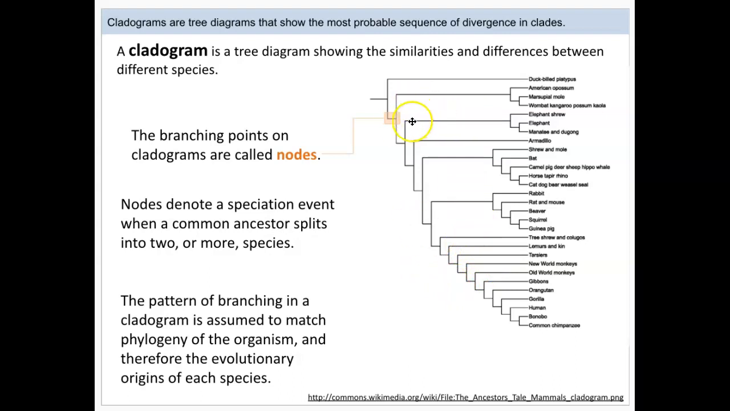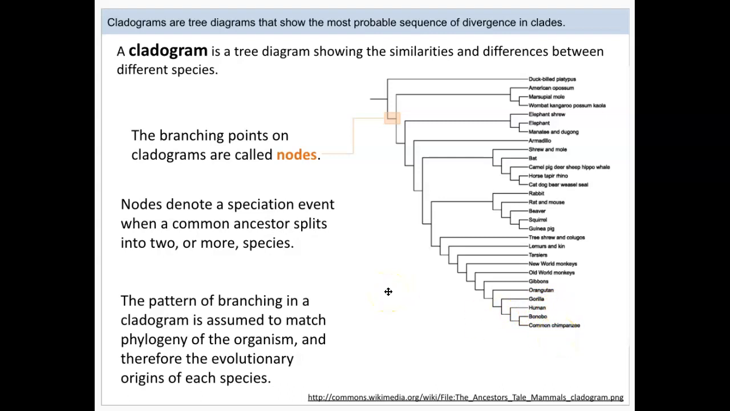The branching points are known as nodes. So here's a node, here's a node, here's a node, here's a node, essentially. And a node denotes a common ancestor that is shared between all organisms above that particular node. So if we look at, let's say, this node right here, that's the common ancestor shared by humans, bonobos, and chimpanzees.